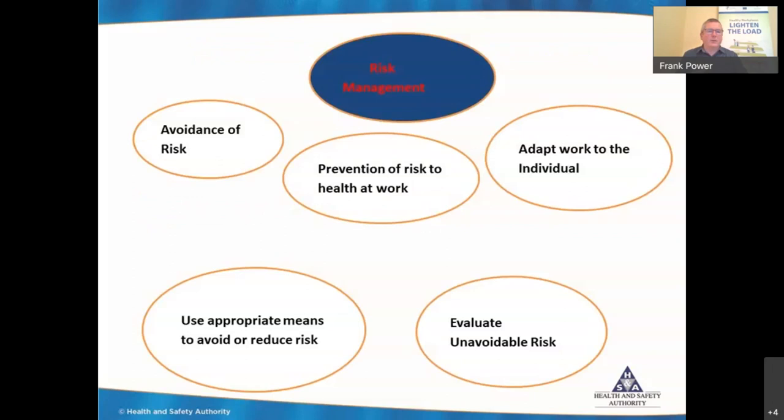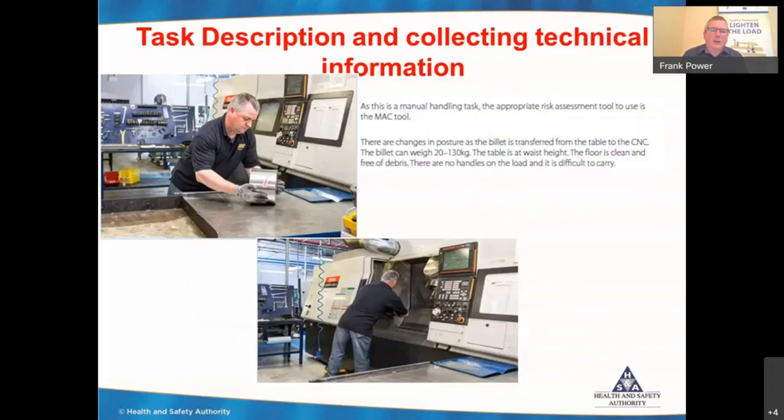So if we look at a simple example of what we mean by risk management, this is a case study, a company down in Shannon. The individual here, the job involved transferring parts into a machine, okay? So the task description there is pretty much what I've just said. So the technical information there would be relating to the weight of the loads. In this case, it was up to 70 to 80 kilos in weight. It was a frequent enough operation that you can see there's issues in relation to posture.